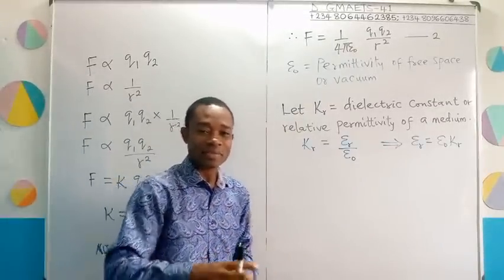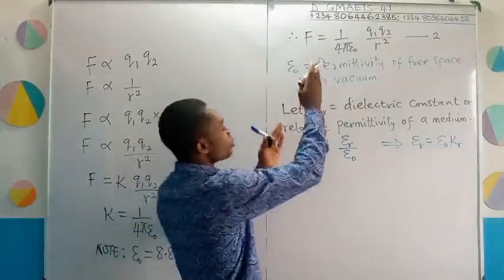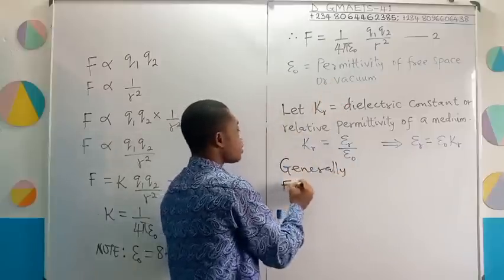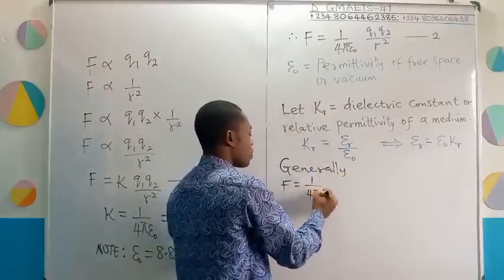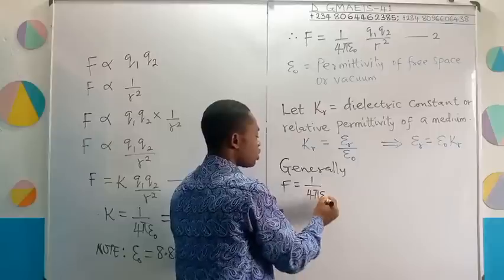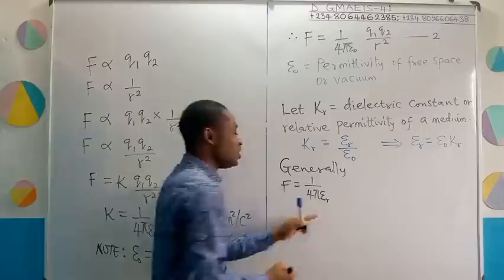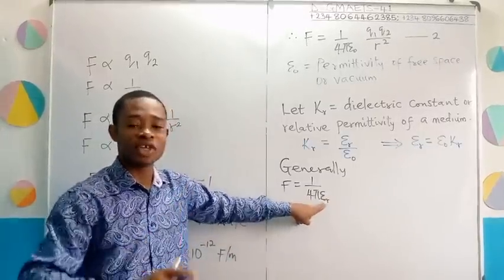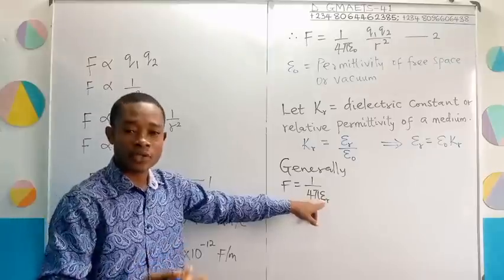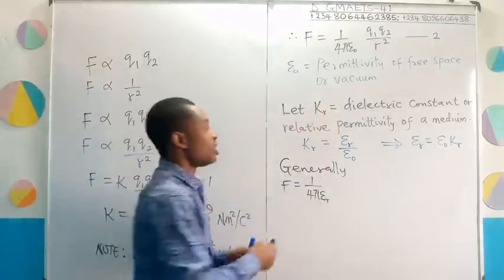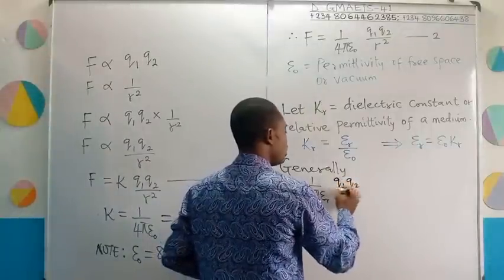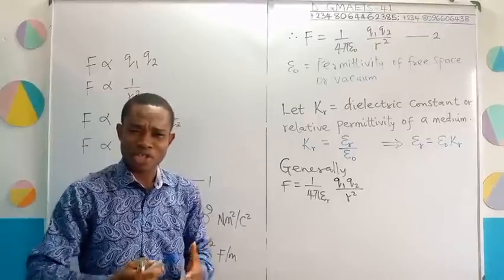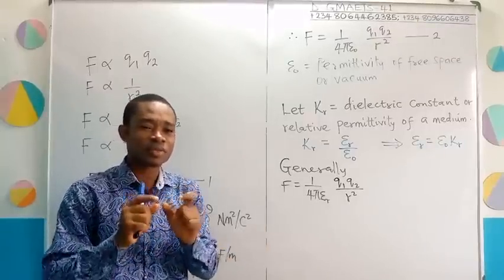In that case, what is going to happen to equation 2 will now be, from equation 2, F is equal to 1 over 4 pi, then multiplied by the permittivity of any medium. Permittivity of what? Any medium. So you can say epsilon sub r, the permittivity of any medium. Then multiply by q1 q2 divided by what? The square of the distance between them. I feel like this should be the general expression when dealing with Coulomb's law.